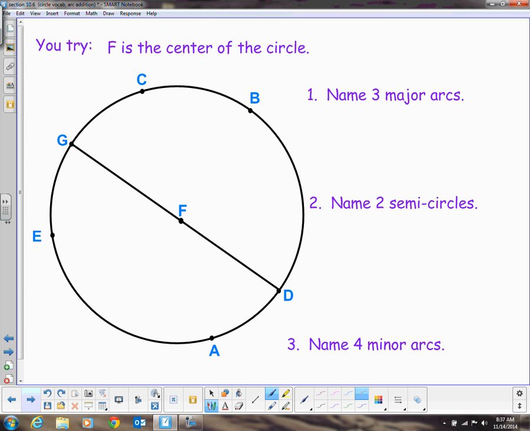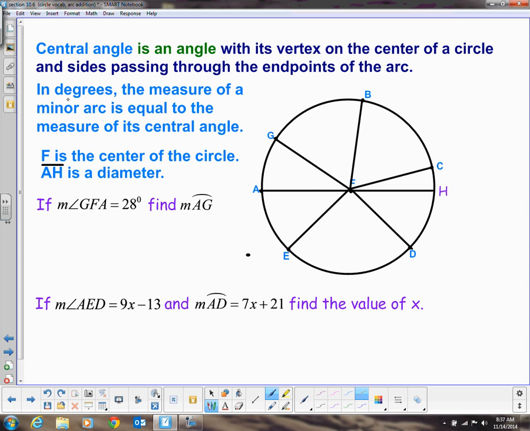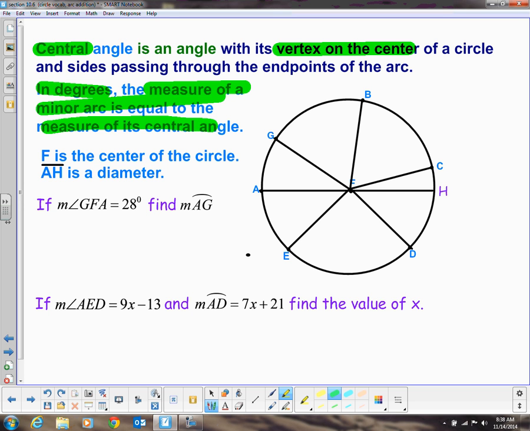Yes. Okay, so now we got to talk about a central angle. This is important. A central angle is an angle with its vertex on the center. Think about this. Central, center. Central angle, vertex is on the center. And in degrees, the measure of a minor arc, any minor arc, is equal to the measure of its central angle. So if I told you that angle GFA was 28 degrees, that means the arc it cuts off is 28 degrees.